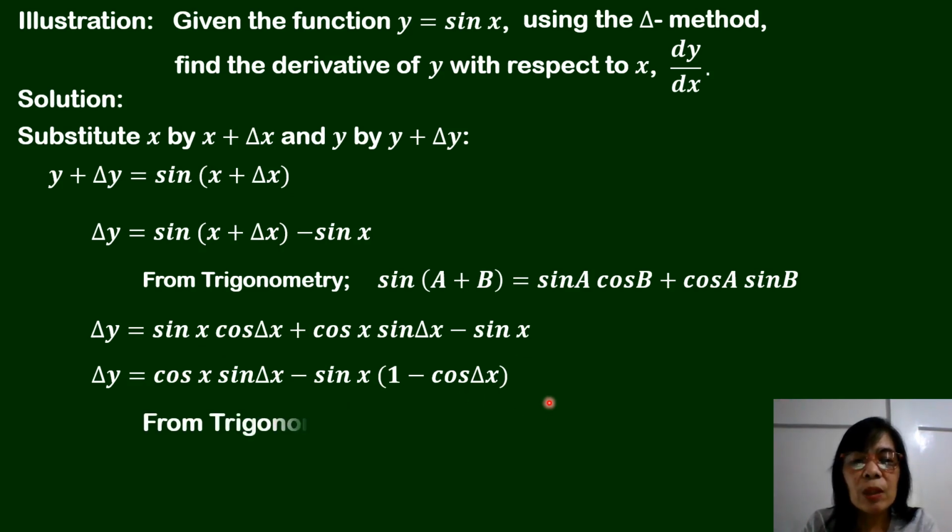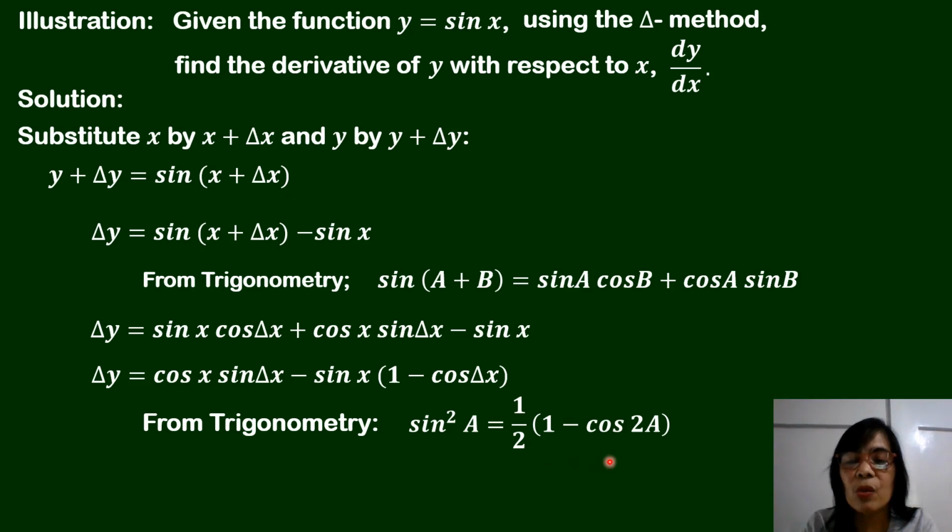And in trigonometry, again, you have the half angle formula where sine squared a is equal to 1 half times 1 minus cosine 2a. So notice that this expression 1 minus cosine delta x looks like the 1 minus cosine 2a. Now when applying this formula, 1 half and 1 in here are constants, while the angle of sine at the left side is 1 half the angle of cosine.